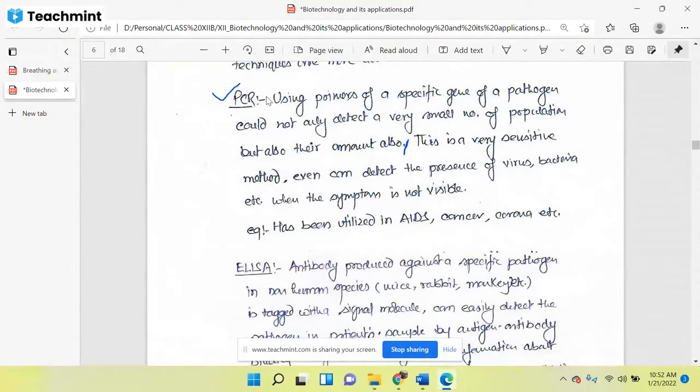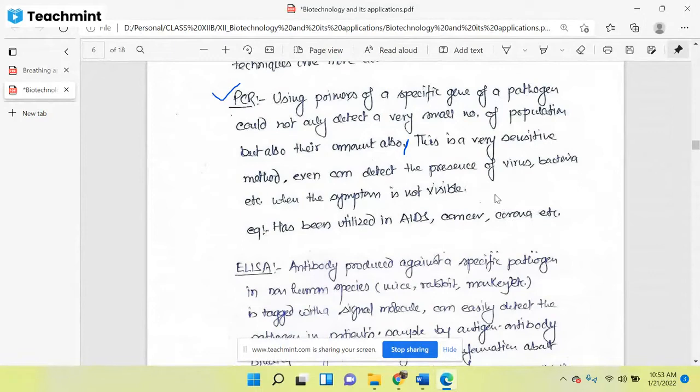So before the development of any symptom, we can use PCR as a diagnostic procedure to detect the DNA or any of the molecule. Based on the DNA or the molecule, we can get the information about the disease. And I told you where the PCR technology has been utilized, in case of AIDS, cancer, and coronavirus infection.